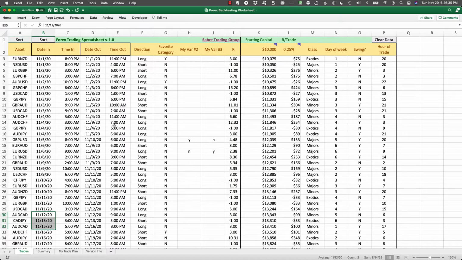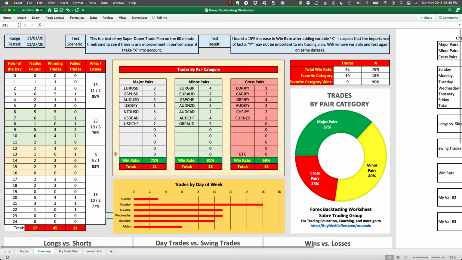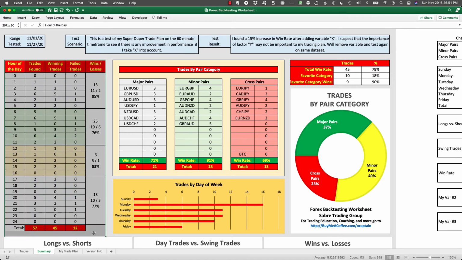All right. So once you get a nice little sample size, 50, 100, 200, or whatever, all the trades you can find in a given month, then the summary page is where you'll start analyzing your trading plan and see how its efficacy is. All right. So the first section is hour of the day. And this basically lets you see during which session the most trades are found.